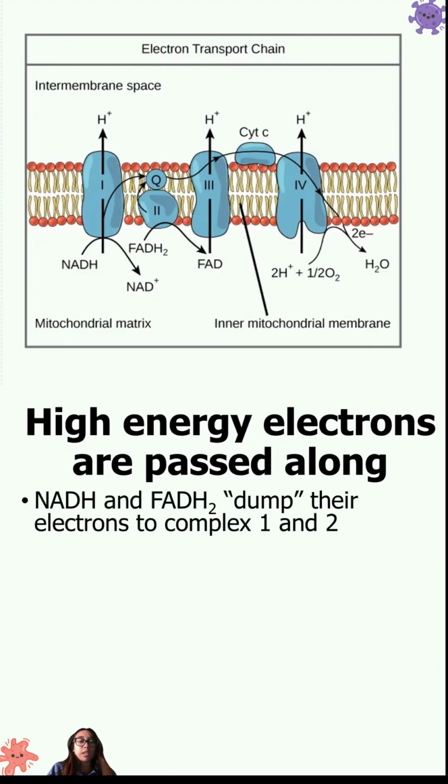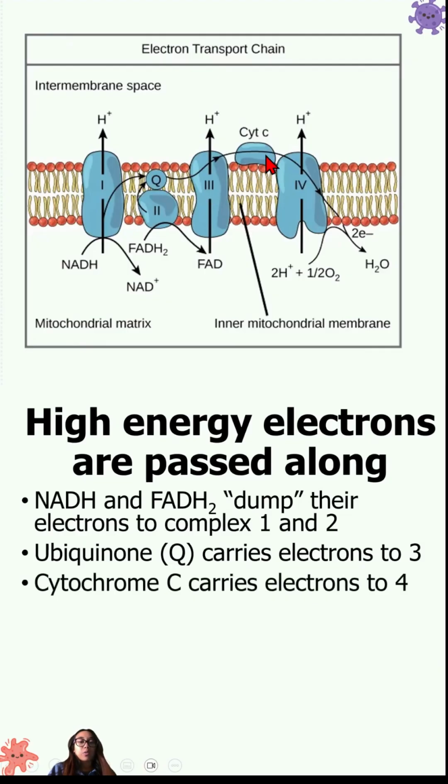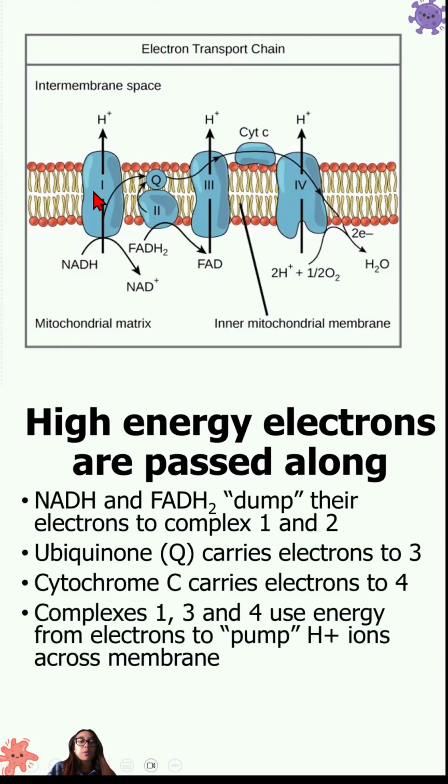After dumping their electrons, the molecule called ubiquinone, also known as Q, is going to carry those electrons to complex number 3. And then cytochrome C is going to carry those electrons to complex number 4. So there's just 4 complexes, and these electrons are going through them in a chain. While this is happening, complexes 1, 3, and 4 are using the energy from those electrons to pump hydrogens through the membrane into the intermembrane space of the mitochondria. We'll talk about what that does in a second, but just know that hydrogens are being pushed in one direction.